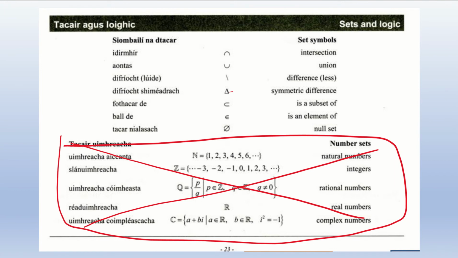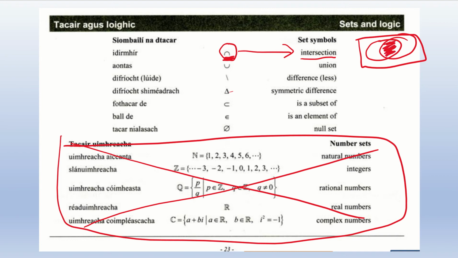We're going to look just up at the top here, and you'll see that they give you the symbol, they give you the Irish for it, and they give you the English for it. The majority of you will be doing your exam in English, so I'm not going to talk about the Irish over here, but they just tell you what the symbol means. It's up to you to know, in your Venn diagram, that the intersection is the middle part of my two sets. It's up to you to know what the union is. It's up to you to know what the difference or less is, or as I said, the without part.